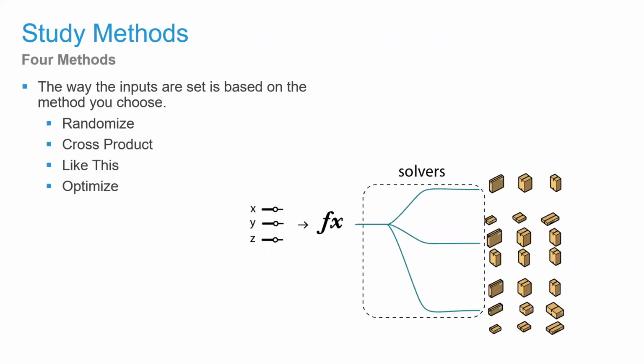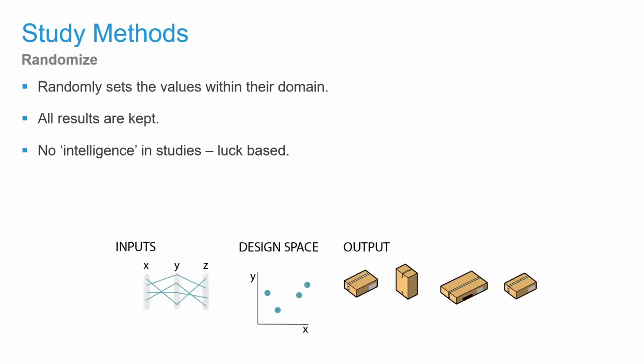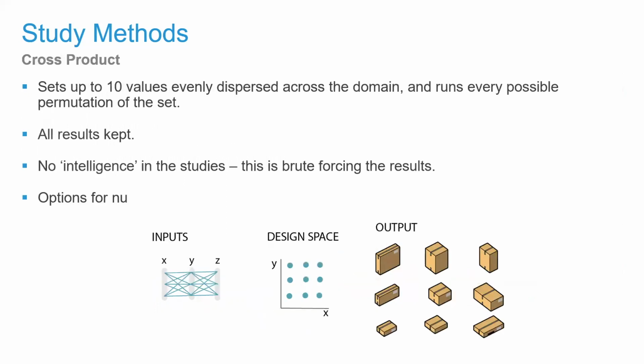All right, so there are 4 methods for doing studies once you get in there: randomize, cross-product, like this, and optimize. Randomize, literally, it is what it says. It's going to randomly select values. It could be the right values, could be the wrong values. Probably it's the wrong ones. It's like rolling the dice, see what we get. There's no intelligence in these studies. All results are kept. So if you say, I want to see 100 results, you will get 100 results. But again, we're rolling the dice on how we get that. It's luck-based optioneering.